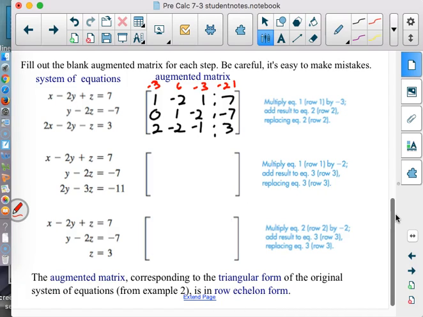So negative 3 plus 0 is negative 3. 6 plus 1 is 7. Negative 3 and negative 2 is negative 5. And negative 21 and negative 7 is negative 28. Now all that replaces is row 2. So my first row is the same.